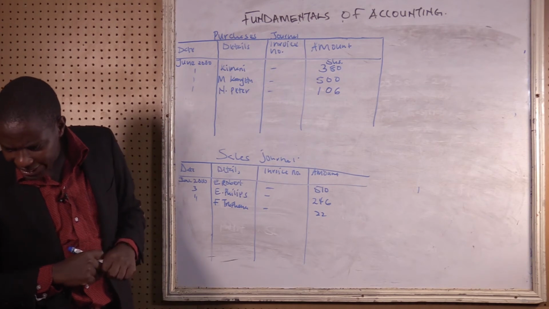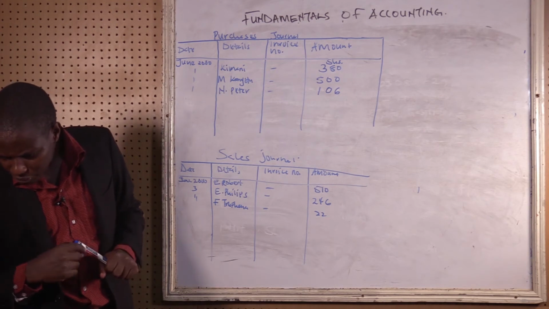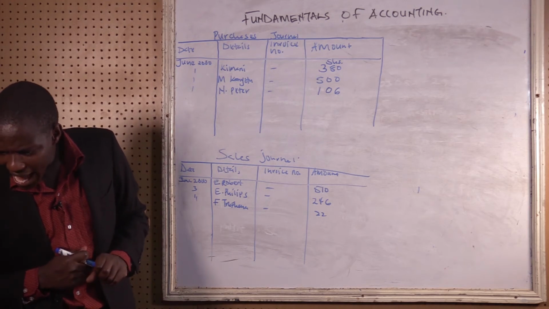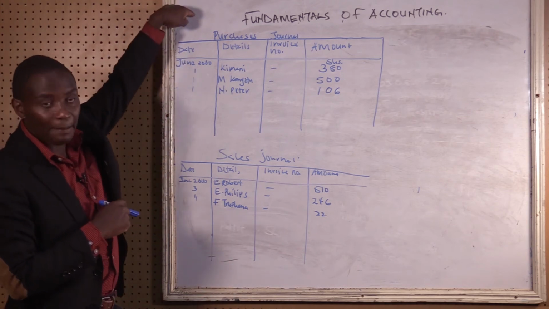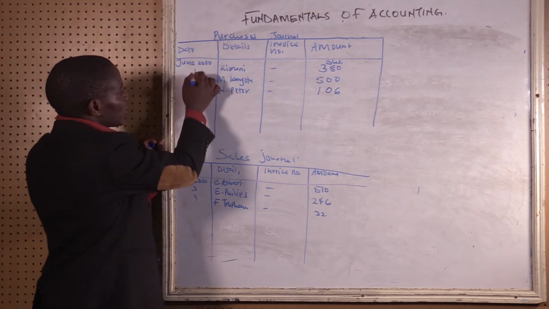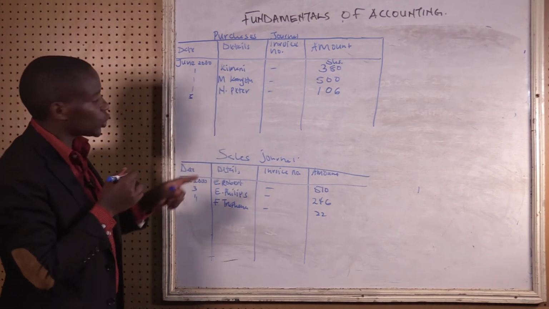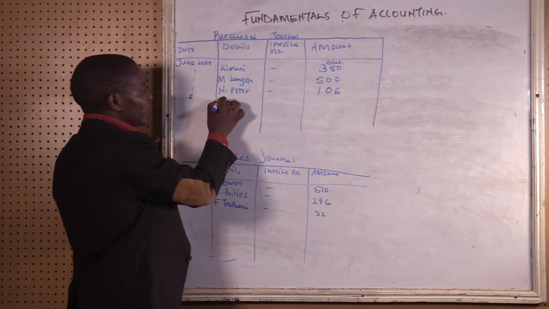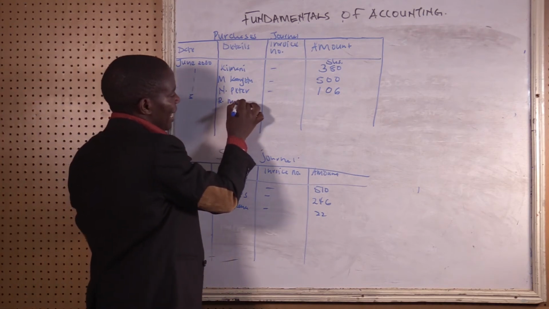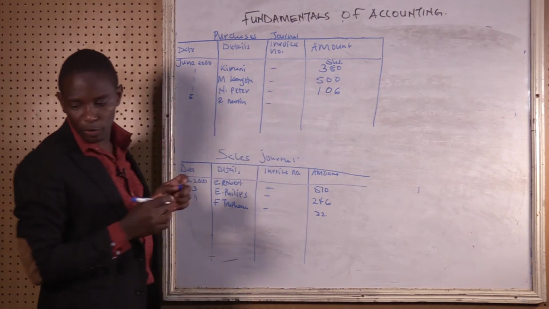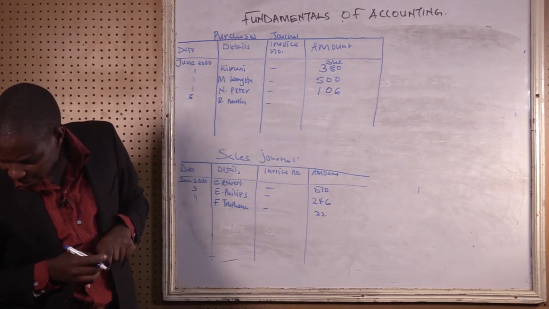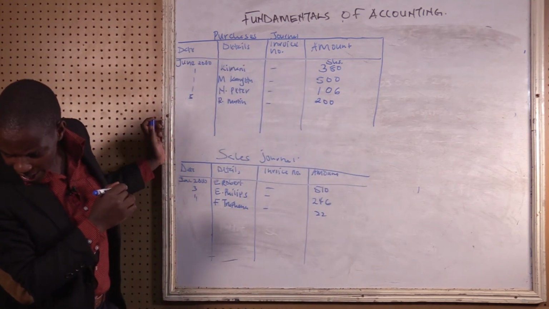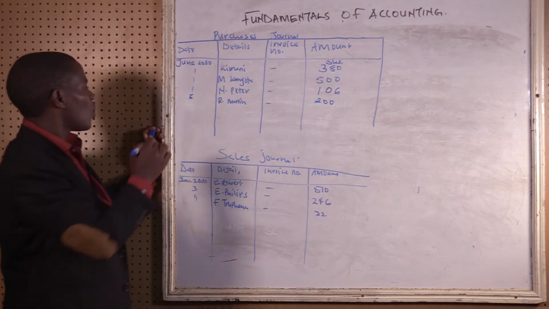Then the other transaction: Faith made some credit purchases from R. Martin. So that one we go back to the purchases journal. The earlier ones were on 1st. On 5th of June, made some credit purchases from R. Martin. Under details I shall have R. Martin. We have still not been given the invoice number. R. Martin is 200 shillings. We have J. Kim 180.